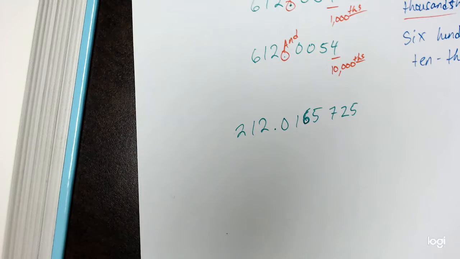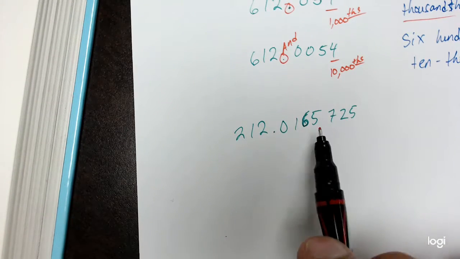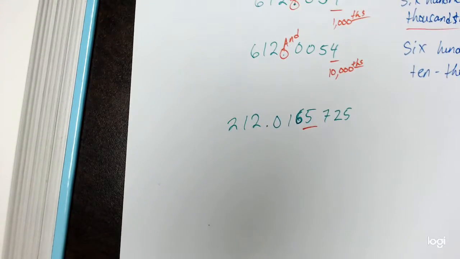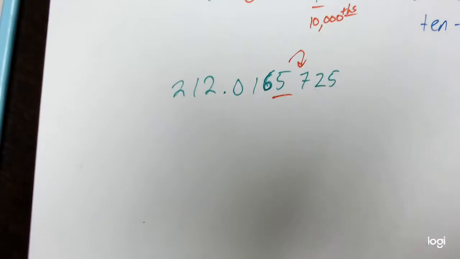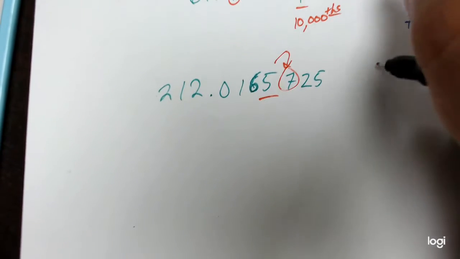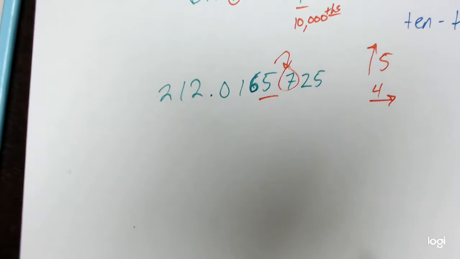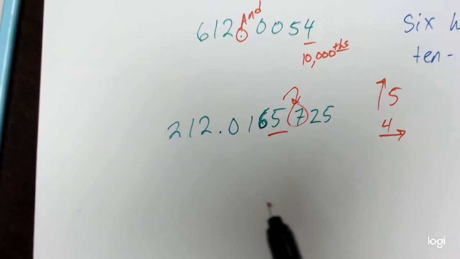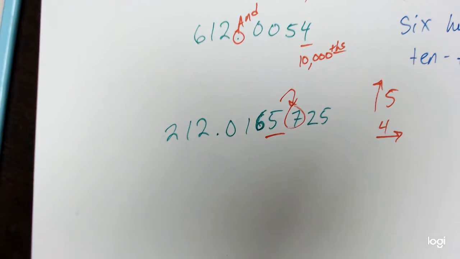So first I have to identify the ten thousandths place. I go to the decimal and I count tenths, hundredths, thousandths, ten thousandths. So this is the decimal place I need to round to. And just like with rounding, if I need to round to that decimal place, I need to look at the number immediately to the right. I look at that 7, and then I ask myself, is that 7 a 5 and up or a 4 and the same? It is 5 and up. So does the 7 go up or does the 5 go up? The 5 goes up. So the 5 goes up to a 6.